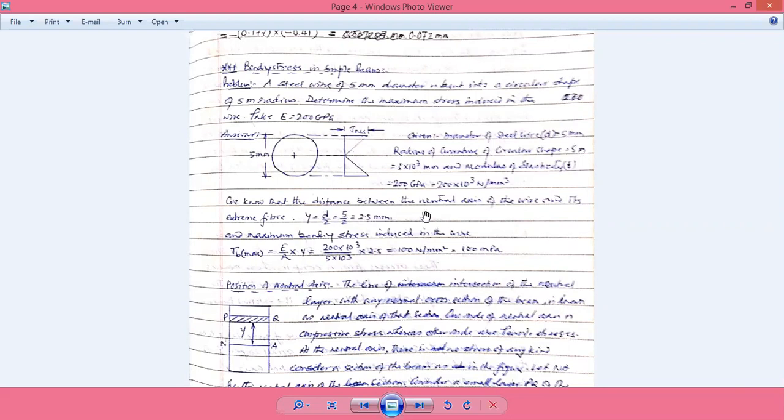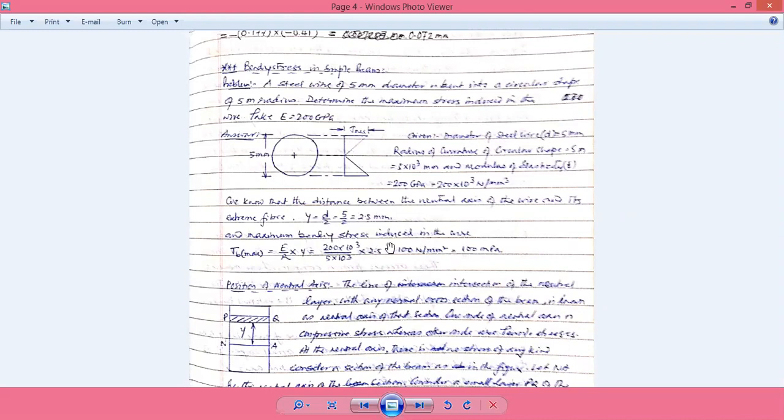Now we know that the distance between the neutral axis of the wire and the extreme fiber is equal to y. For a circular section, the extreme fiber will be away from the central axis by the radius, or half of the diameter, where d is equal to 5 millimeter, so y is equal to 2.5 millimeter. So the maximum distance from the neutral axis to the extreme fiber is equal to 2.5 millimeter.